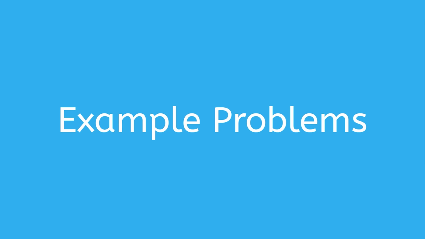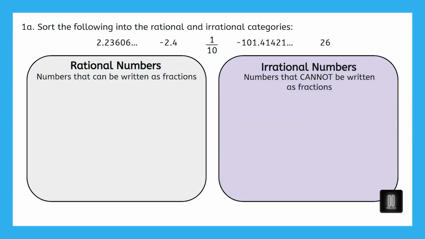But now that we know the types of numbers, let's practice identifying whether numbers are rational or irrational. Pause the video here to sort the following numbers into the rational and irrational categories.